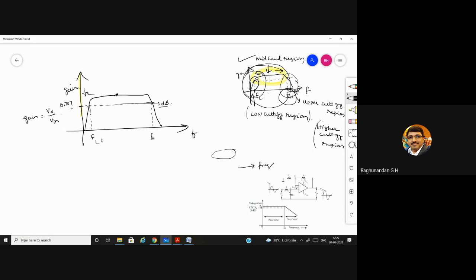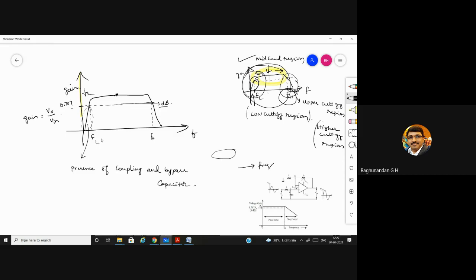This portion where the gain is less is due to the presence of coupling and bypass capacitors. They can ask you this in viva. So why you are getting lesser gain here and why you are having it here.